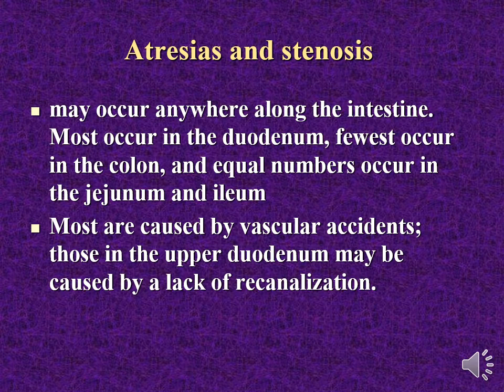Now, atresia and stenosis. This may occur anywhere along the intestine. Most occur in the duodenum, fewest occur in the colon, and equal numbers occur in the duodenum and ileum. Most are caused by vascular accidents. Those in the upper duodenum may be caused by lack of recanalization.